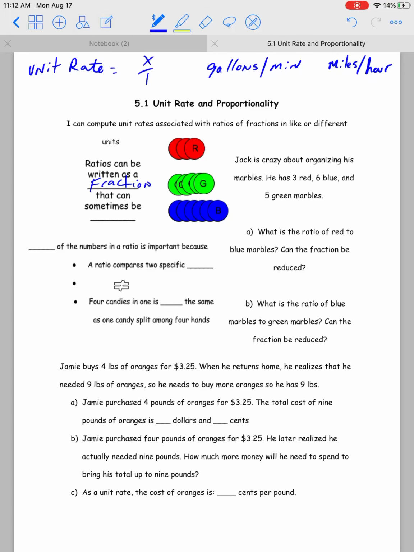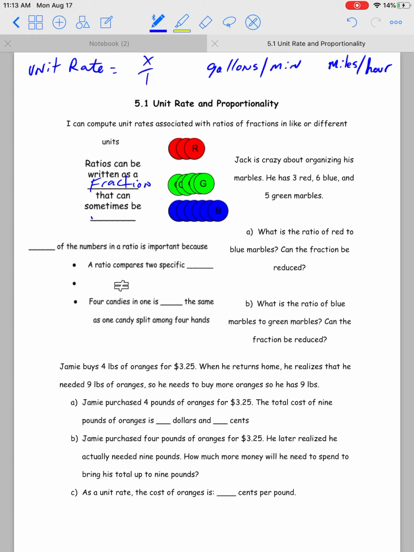Hey folks, we're going to start Unit 5 today. We're going to start Unit 5 with unit rate and proportionality. Remember that a unit rate is a rate to 1. Gallons per minute, miles per hour. Those are some real world examples.